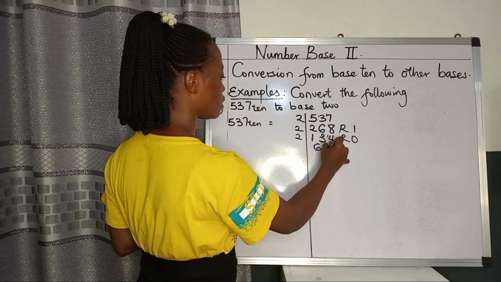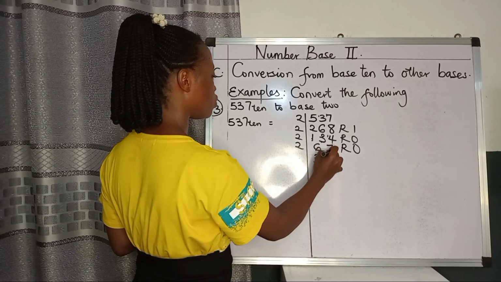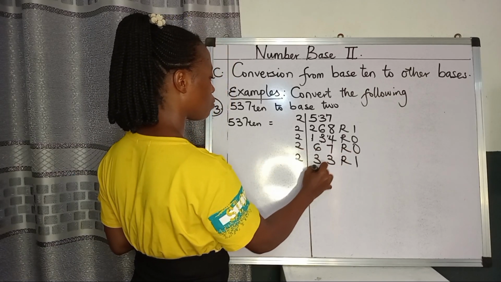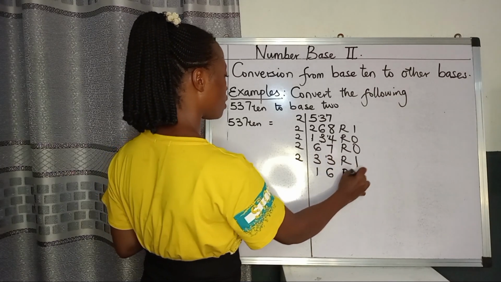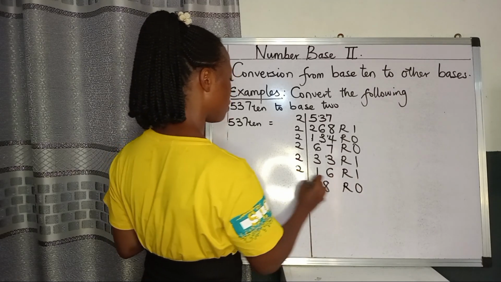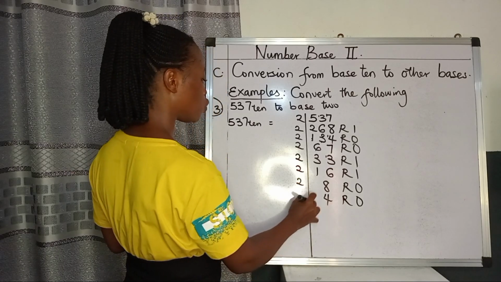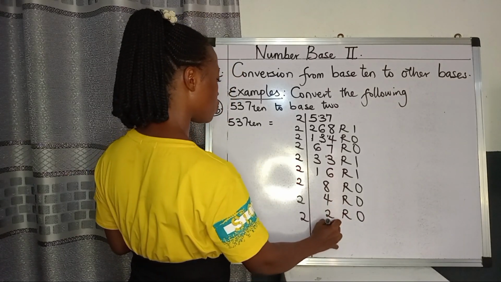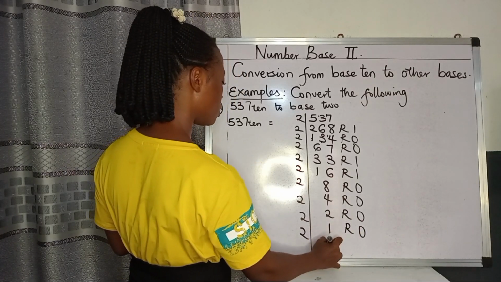2 in 14 is 7, so remainder 0. 2 in 6, 3. 2 in 7, 3, remainder 1. 2 in 3, 1 remainder 1. 2 in 13 is 6 because of 12, remainder 1. 2 in 16 is 8, remainder 0. 2 in 8 is 4, remainder 0. 2 in 4 is 2, remainder 0. Now 2 in 2 is 1, remainder 0. And finally, 2 in 1 is 0.